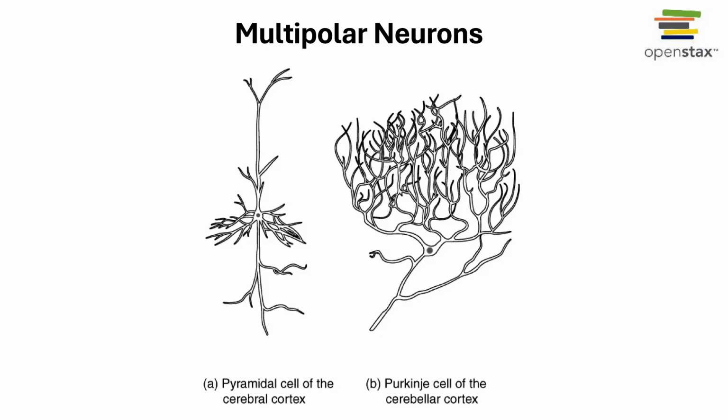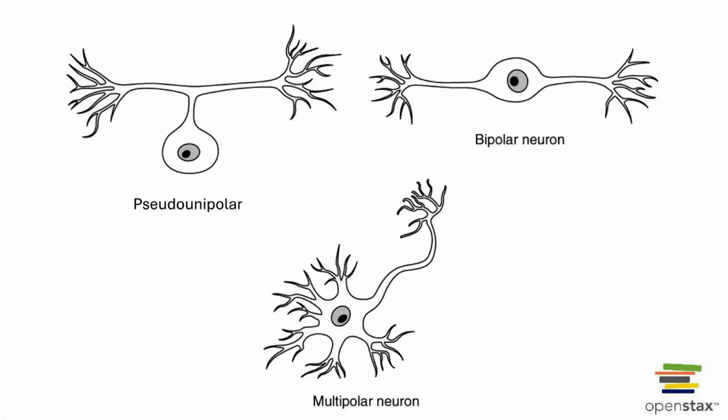While these are both functionally classified as interneurons, most motor neurons also have a multipolar structure. Most of the neurons in the central nervous system are multipolar. Multipolar neurons have numerous extensions from the cell body. Most of them are dendrites, but one is the axon.